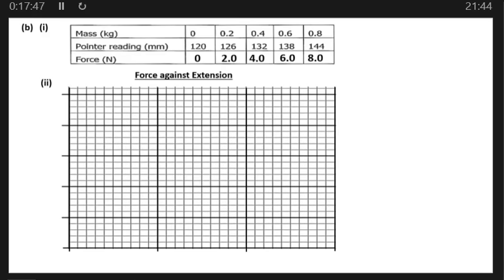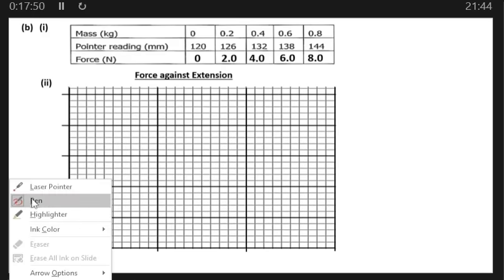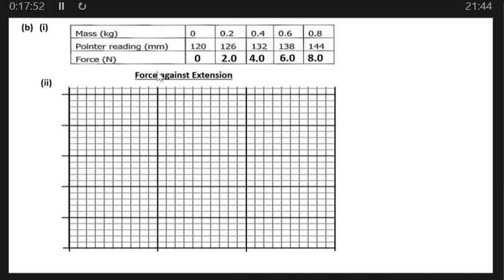Then from here, since this is force against extension, we should label our axes. The vertical axis should have force, and the horizontal axis should have extension. Extension are these readings here, how the spring was extended as the masses or force were acting on the scale. So from there, make sure that these values are accommodated on the vertical axis.